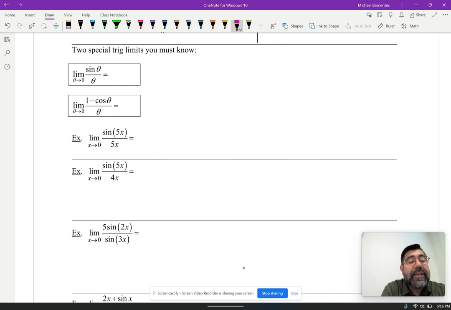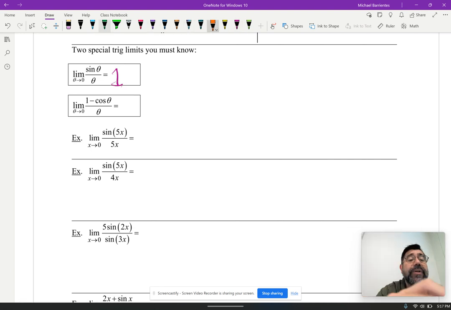So we're talking about the limit of sine theta over theta, or sine x over x, so the sine of something over something. As long as these two somethings are the same, as the somethings go to zero, as theta goes to zero, as x goes to zero, my limit is always 1. We need to always remember that whenever I see this pattern, my limit is 1.